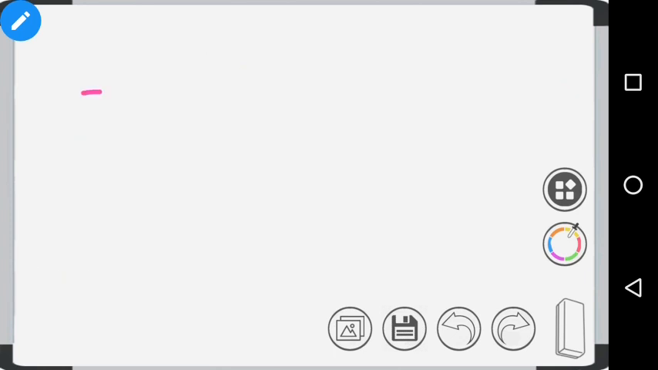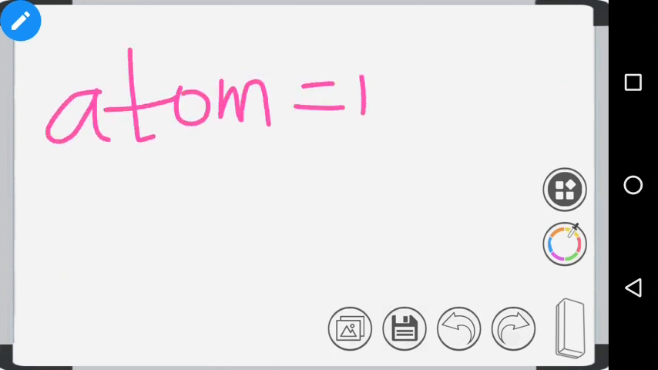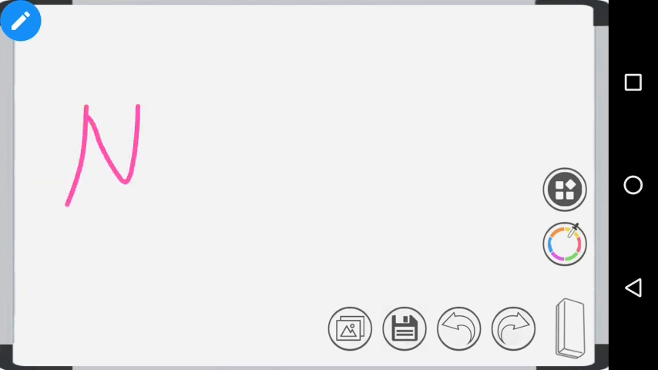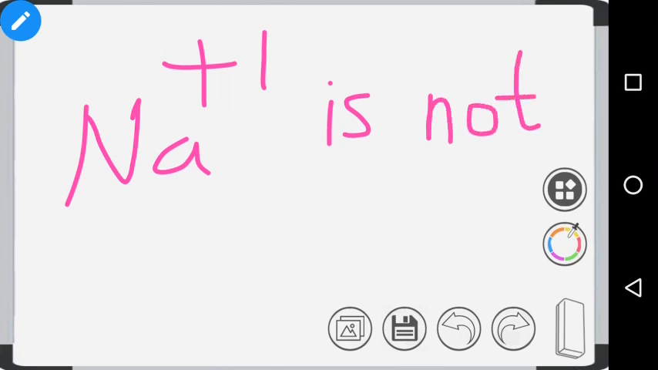Okay. For an atom, again I am going to say an atom is neutral. But this Na is an atom. But Na plus 1 is not an atom.